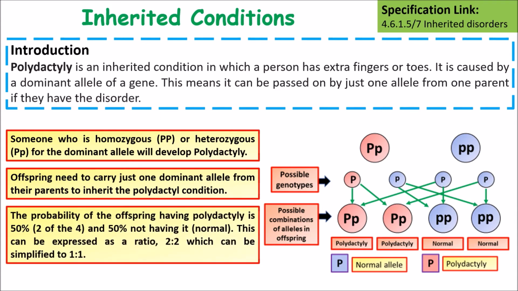The probability of the offspring having polydactyly is 50% and 50% not. This can be expressed with a ratio of 2 to 2. So if one parent has polydactyly, then the chance of their offspring having it is 50%.